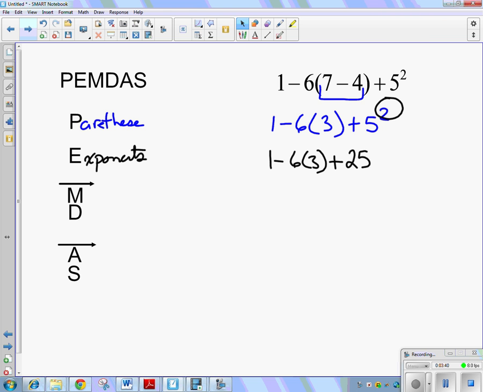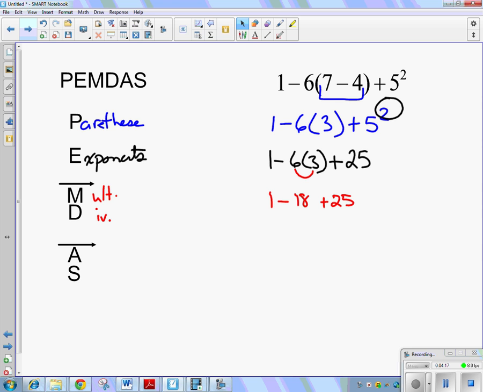Now the next part is a little more confusing. The M and the D really are on the same level. So if we see multiplication or division, whichever one we read first from left to right, we're going to do first. So as we're looking through this, we do have some multiplication between the 6 and the 3. I don't see any division, so we're not going to do any division. So we're going to do multiply, divide, and we're going to do those in order. So I have a 1 minus a 6 times 3 is an 18 plus a 25.